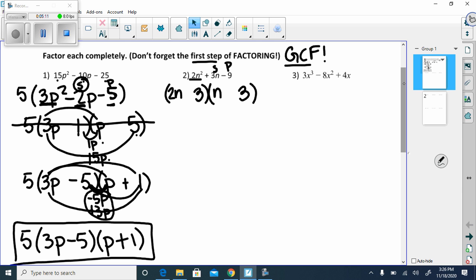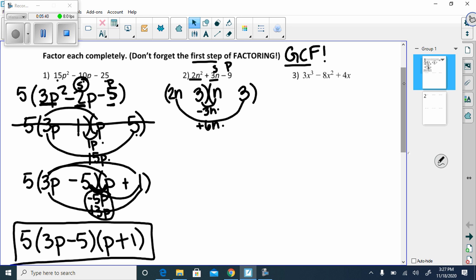So I'm going to put those in. But to check their signs, I have to check the inner by multiplying these two terms together, which would give me 3n, and the outer by multiplying these two terms together, which would give me 6n. Now, when I add these two terms together, they have to give me my sum, which is positive 3n. The only way I can get a positive 3n is if I have a positive 6n minus 3n.